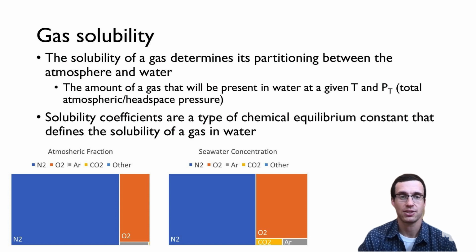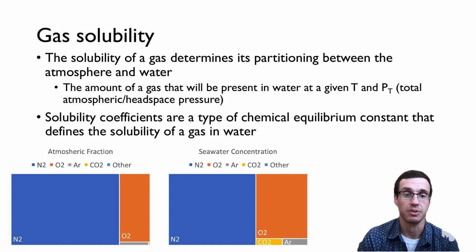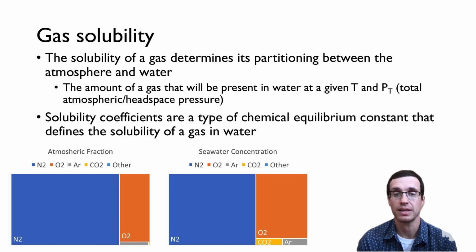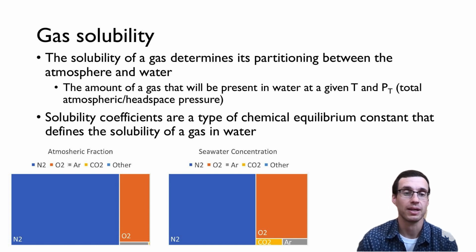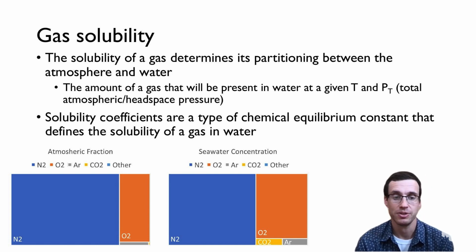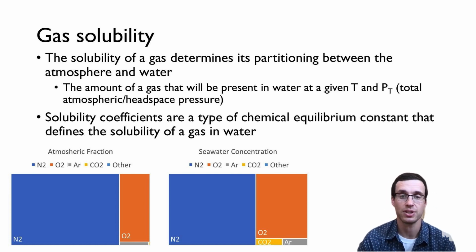And so if we go back to the difference between our atmospheric fraction and our seawater concentration, the reason that we have less nitrogen in the ocean relative to oxygen is that oxygen is about twice as soluble as nitrogen. So more of it can dissolve into the ocean for a given partial pressure. And so when you go from nitrogen in the atmosphere to nitrogen in the ocean, you change the relative amounts.